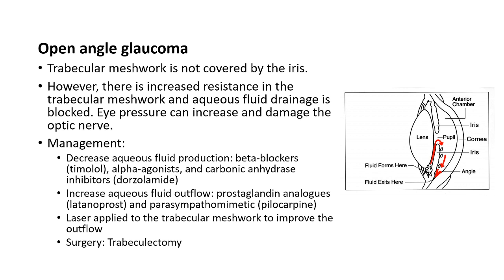There are two types of glaucoma. The classification is based on whether the iris is covering the trabecular meshwork or not. They are open-angle and closed-angle glaucoma. In open-angle glaucoma, the trabecular meshwork is not covered by the iris, and thus the aqueous fluid drainage path is opened. However, there is increased resistance in the trabecular meshwork. Aqueous fluid drainage is thus still blocked, and the increased eye pressure can damage the optic nerve.